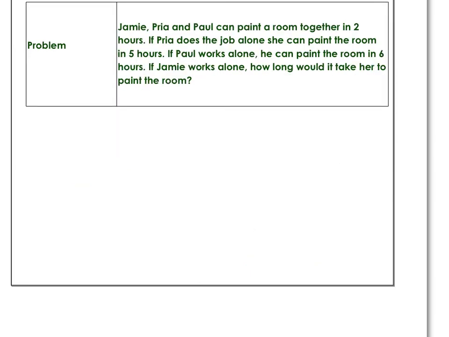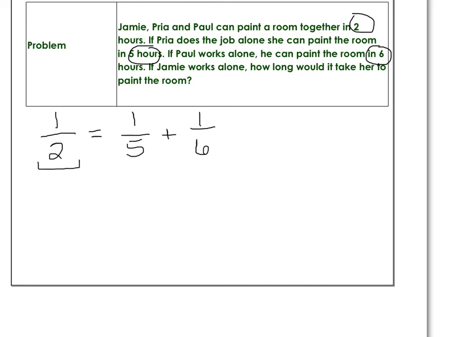All right, let's take a look at our next problem. We have these 3 kids who can paint a room together in 2 hours. Okay, so we actually have a rate of 1 room being painted in 2 hours, and this is going to be our together rate. Priya can do it all alone in 5 hours. So her rate is 1 room in 5 hours. Okay. Paul can do it in 6. Notice I'm going to add them because they're working together to get this rate over here. Now Jamie, we don't know how long it takes for Jamie, so 1 room in t hours, okay?